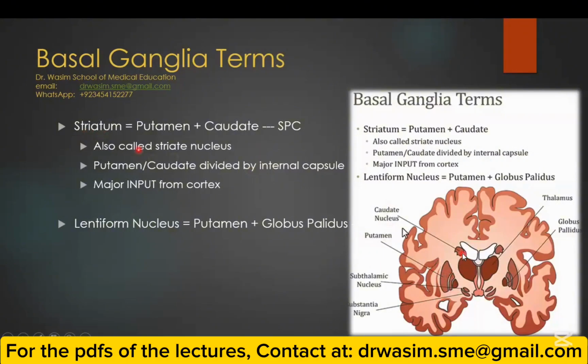So this is the putamen, this is the caudate. They are collectively called striatum. The putamen and caudate are divided by this internal capsule.